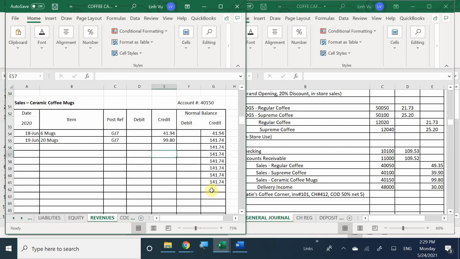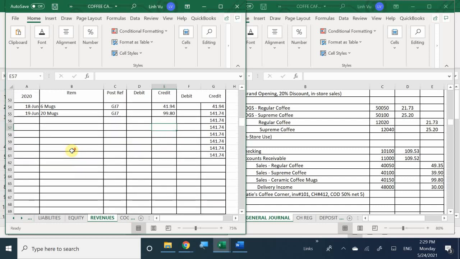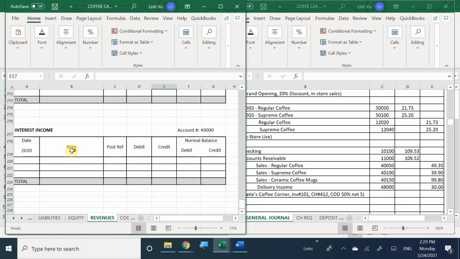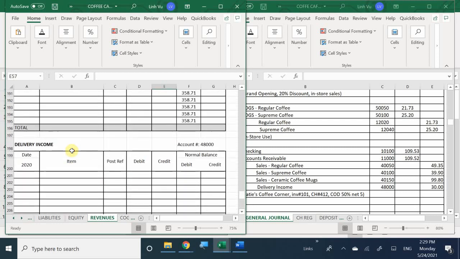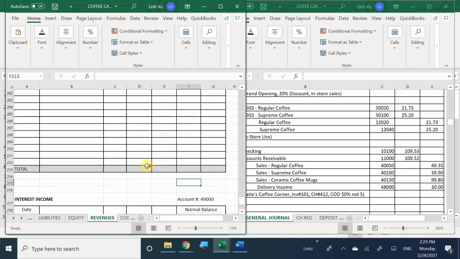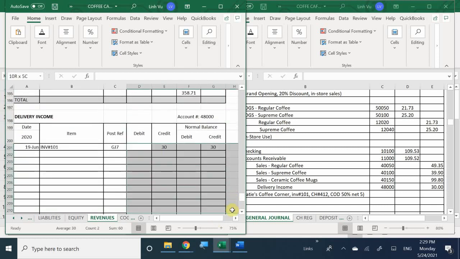And after that, you want to go to delivery income. I put 619. I just put invoice 101. GJ7 and a credit for $30. Oops, went a little too far there. There you go.